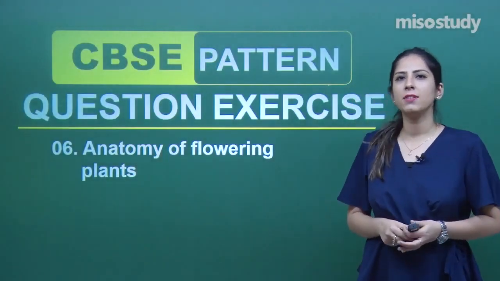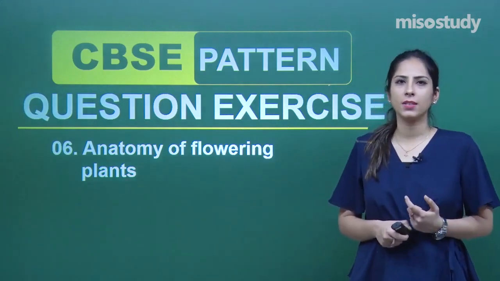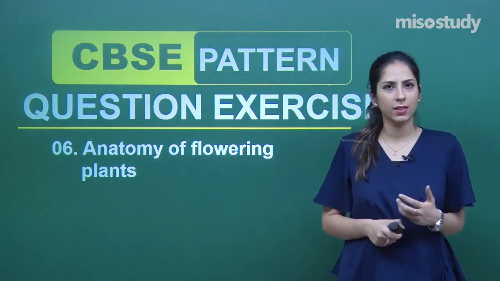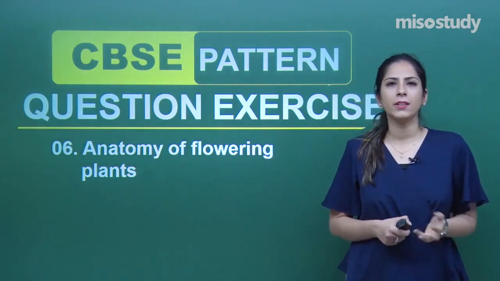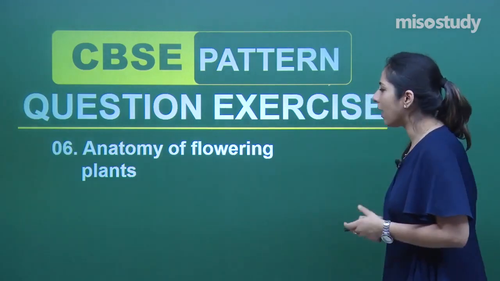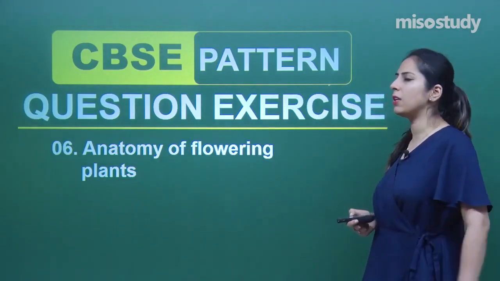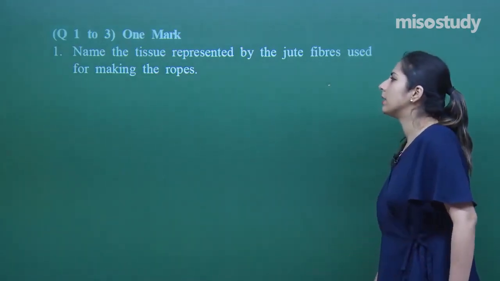In today's session, we will be discussing certain questions which are important for your CBSE. These are the questions which I have taken in today's session. They are from your previous year CBSE exams. Now let's move forward, as we are discussing the chapter Anatomy of Flowering Plants. Let's start with question number 1.